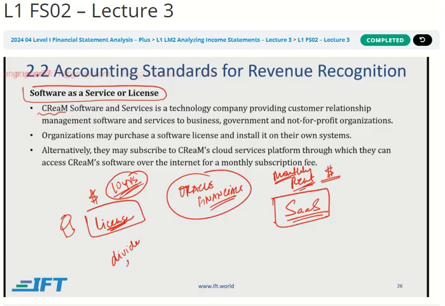Now, what is the detail for this, right? If, for example, Oracle is agreeing to maintain this software that they are giving to you, that means there is a certain service that Oracle will be giving you over the 10 years period. In that case, they should divide it across 10 years.